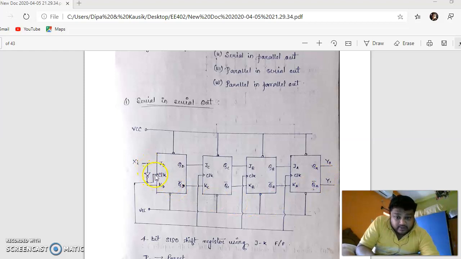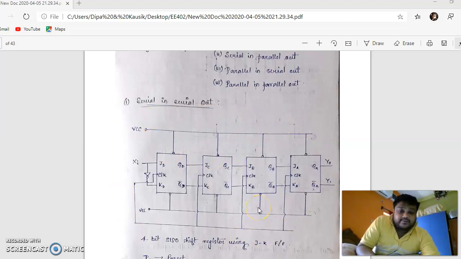Here we use the 4 negative clock pulses. These negative clock pulses are connected to each other. This point is called clear and this point is called preset. This is the whole circuit description.